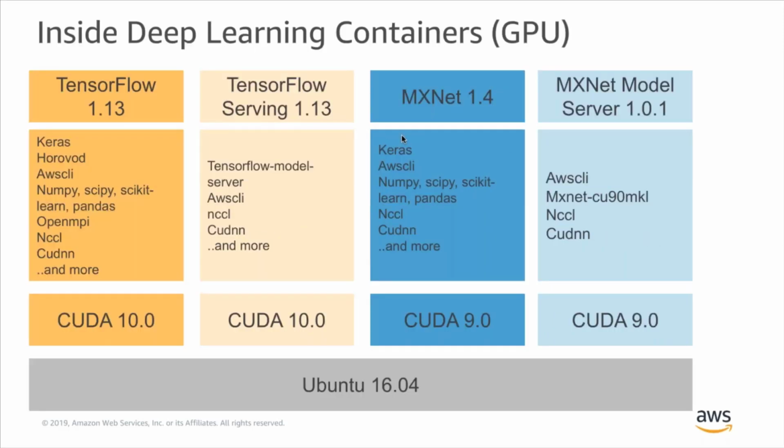Now let's look at what's inside our container images, starting with the GPU images. All our Docker images begin with a base of Ubuntu 16.04. TensorFlow training and inference images include CUDA 10, and the training image includes Horovod, which is a distributed training framework that AWS provides along with TensorFlow and gives some of the optimizations and benefits we talked about earlier in terms of performance. The MXNet training and inference images include CUDA 9, and all images also include common libraries and packages used by data scientists.